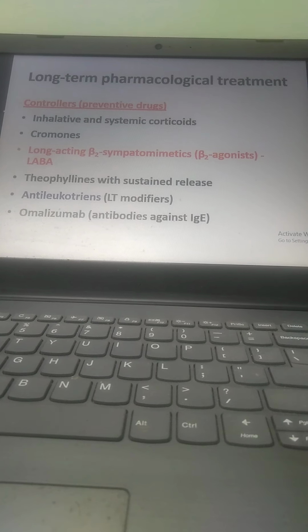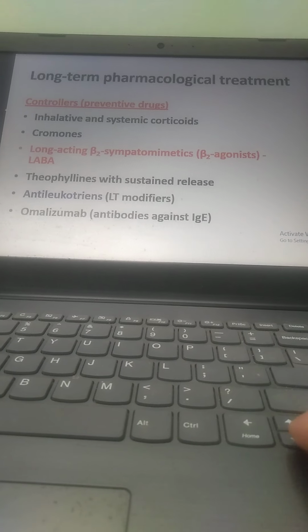And then we have omalizumab, antibodies against IgE. This is for the severe cases. And then we have low, medium and high dose inhaled corticosteroids for adults and adolescents greater than 12 years of age. We have different propellants, CFC, chlorofluorocarbons, and then HFA, which is the newer one. This is very important. You see the total daily dose, low, medium and high, so we have demarcated the doses.